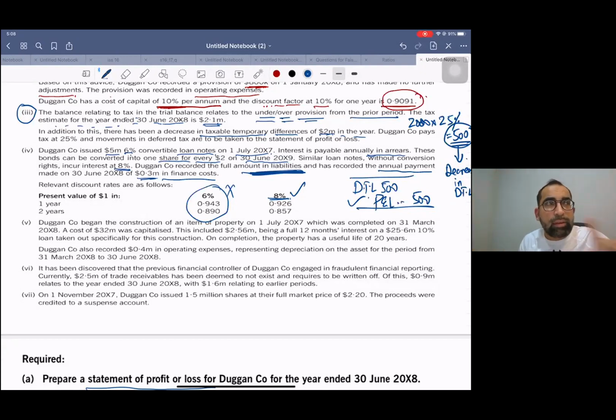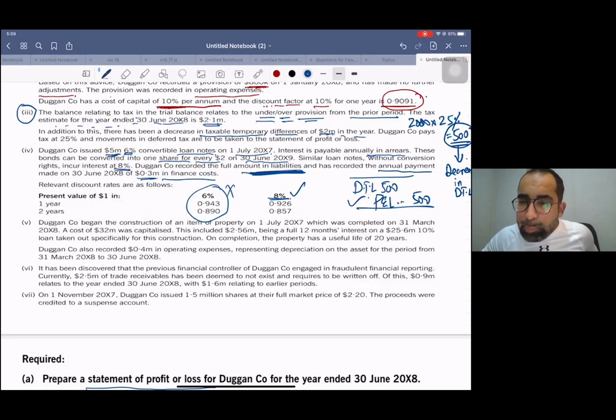5 million is 5,000. 5,000 times 6% is 300. So every year you have to give 300 fiscal interest. And at the end of year 2, you have to repay the principal amount of 5,000 as well.